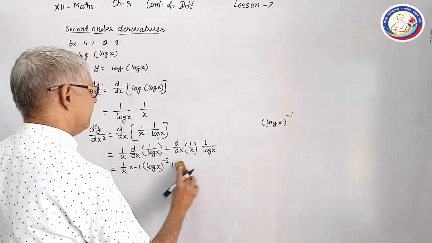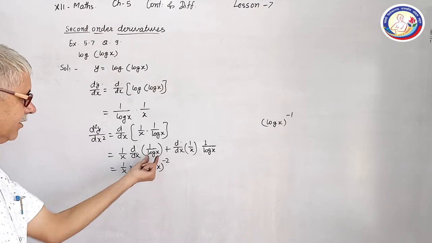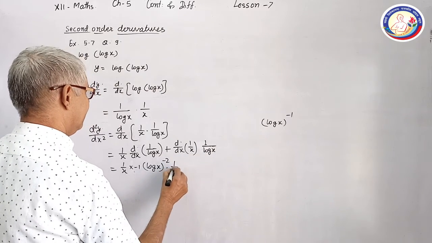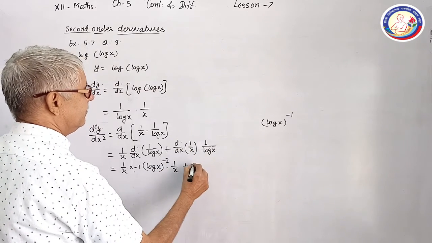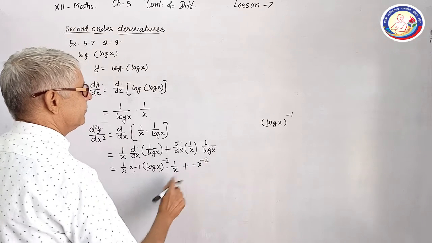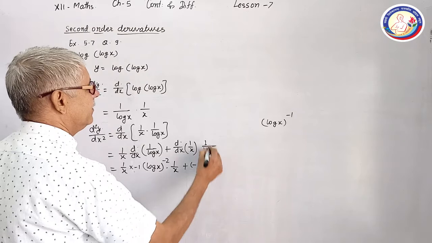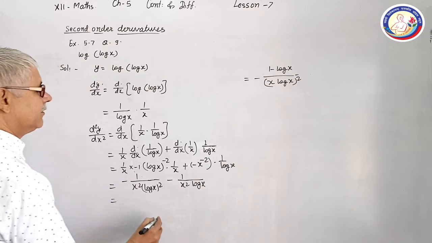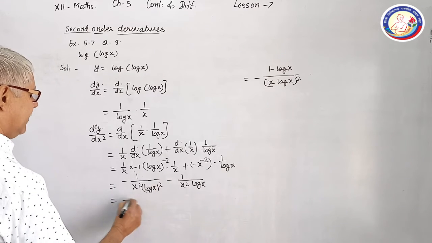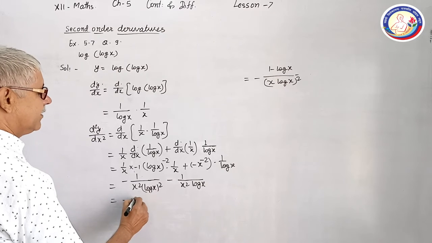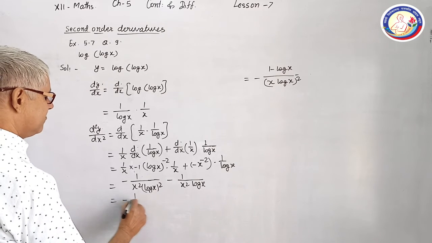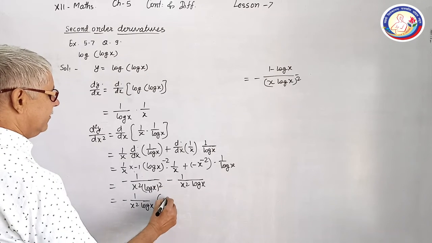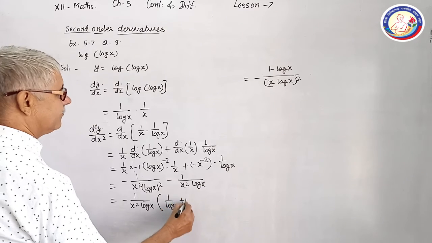And again here say find derivative of this minus 1. Again find derivative of log x, it will be 1 by x, plus this will be minus x raised to power minus 2 simply, and then 1 upon log x as it is. Again we shall have minus sign common, and in denominator x square log x common. It will be 1 upon log x plus 1.